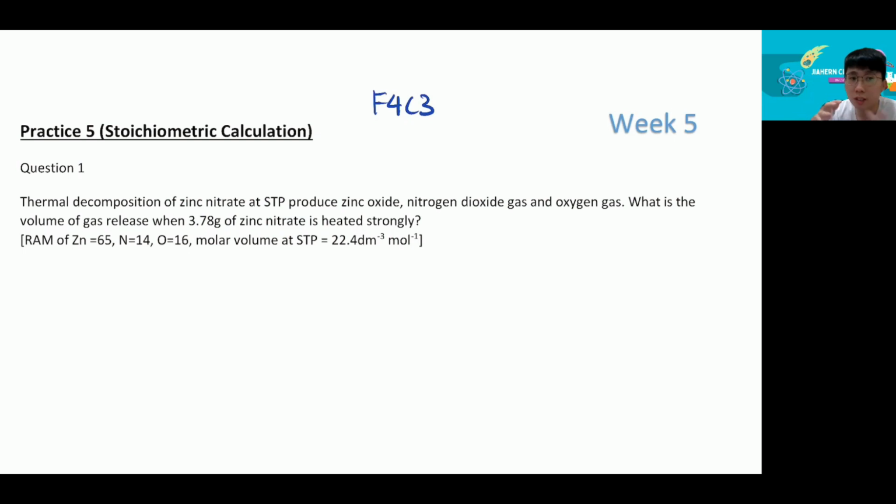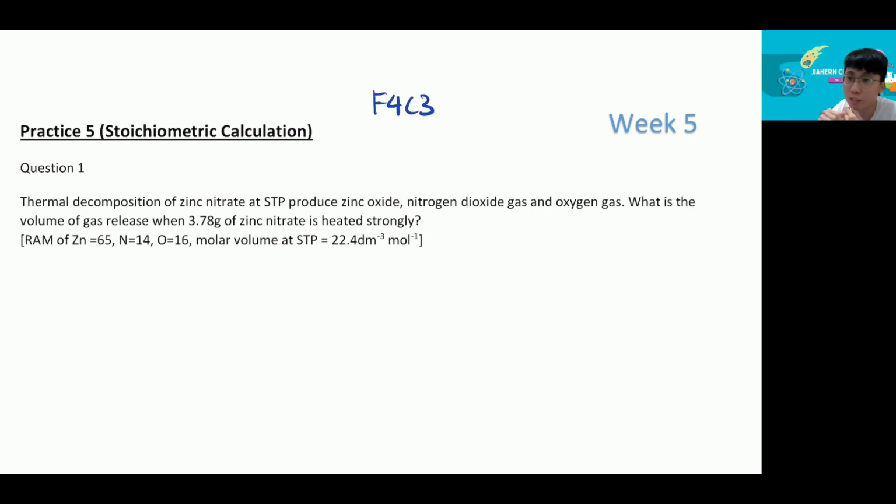This topic here is called stoichiometric calculation, which I would say will be the hardest topic among the whole Chapter 3, because it involves all the things that you learn in Chapter 3 and combines them into one question. So basically it's the ultimate question of your Form 4 Chapter 3. We call it stoichiometric calculation. Before I start, you have to know a few things before you can do this question.